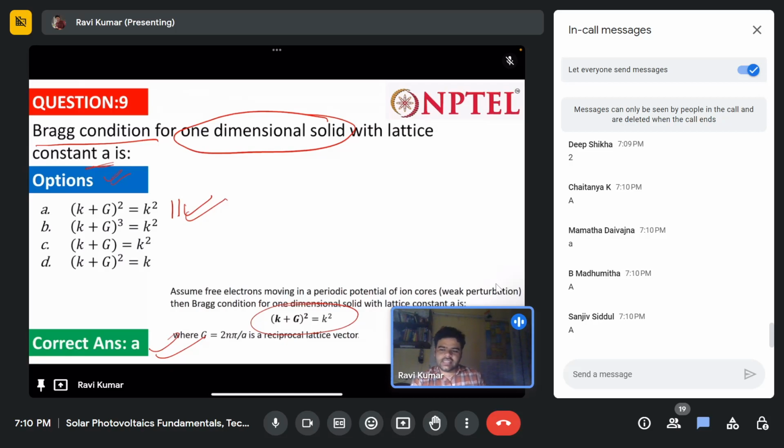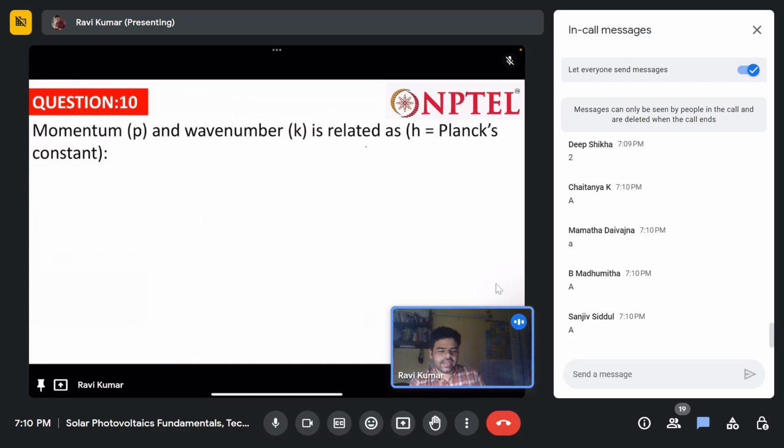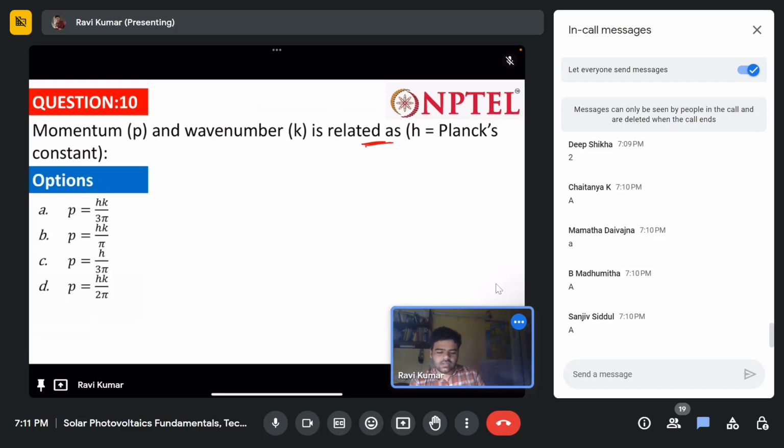Next question, it says momentum and wave number are related as. Momentum and wave number, the same thing I was talking about. These are the options.